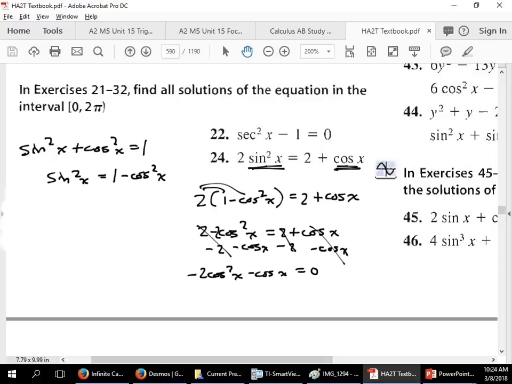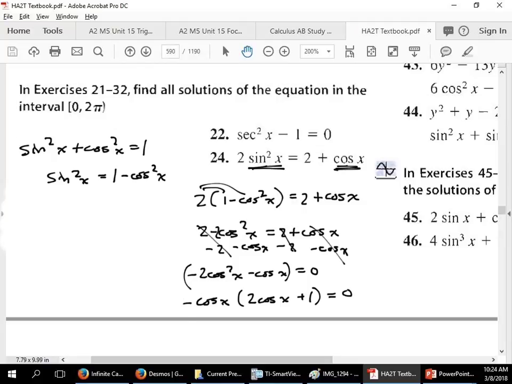So in order to factor, this is a simple factoring one, because you just have to take the greatest common factor out of both of those. I'm going to take negative cosine x out. So if I divide this term right here by negative cosine x, what would I get? I would get 2 cosine x. And then if I divide this one right here by negative cosine x, I would get 1, because negative divided by negative is a positive.